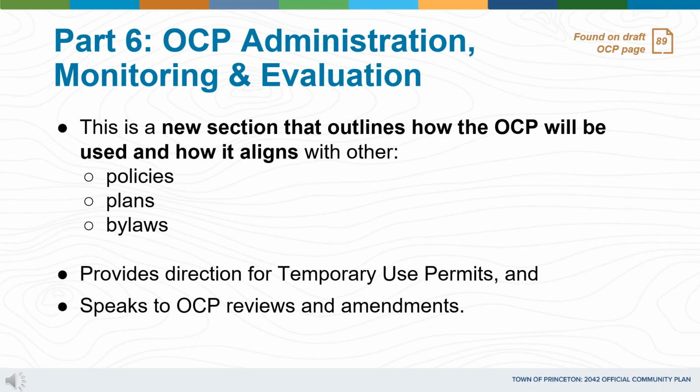Part 6, OCP Administration, Monitoring and Evaluation, is found on Draft OCP, page 89. This is a brand new section that outlines how the OCP will be used and how it aligns with other town policies, plans, and bylaws. This section also covers temporary use permits. The entire town is designated for the issuance of a TUP. These allow specific land uses for a set period of time when the existing zoning does not permit those specified uses. This section also includes how the plan will be used and amended until the next review.